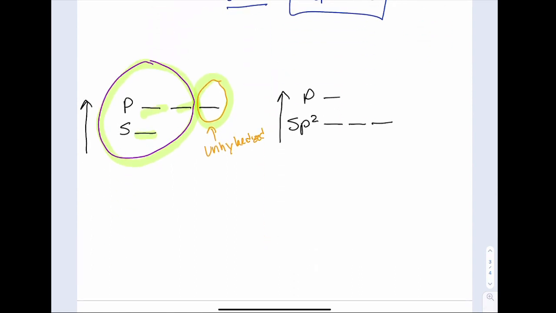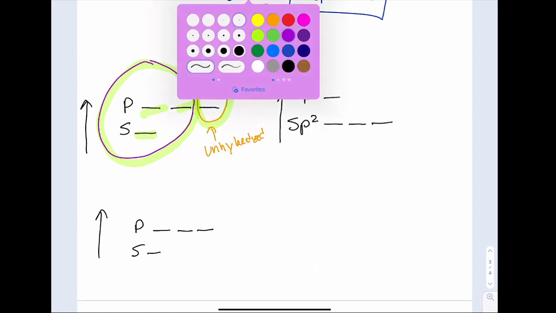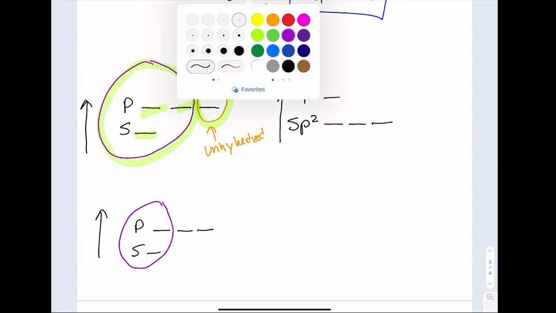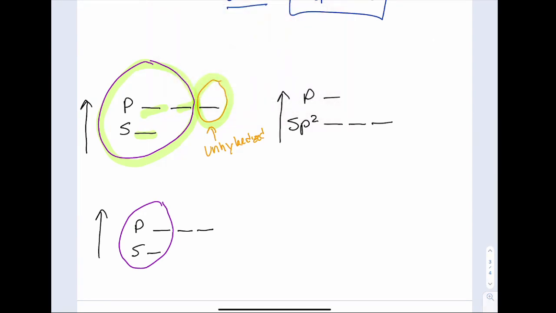I could combine 2 of them, right? If I need 2 equivalent bonds. So this time I'm going to take an s and a p. The number that I combine is the number that I get out, so I'm going to get 2 out because I'm combining 2. The name of it: I'm taking 1 s and 1 p, so sp.